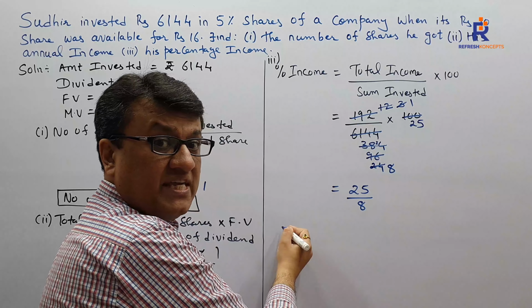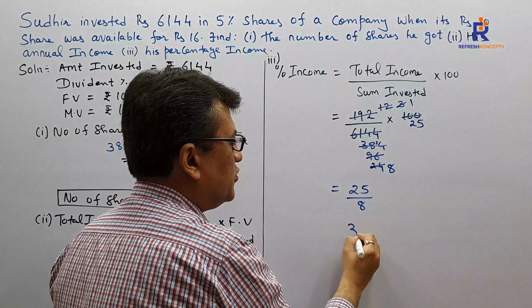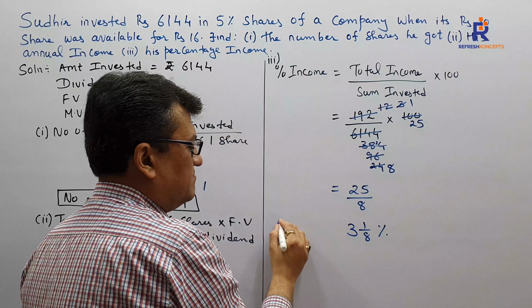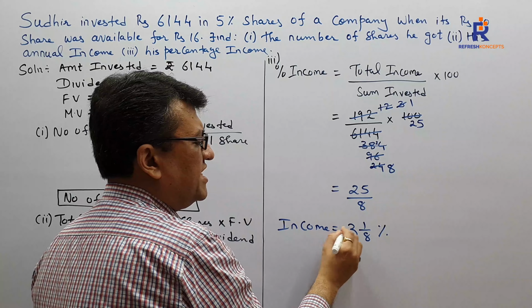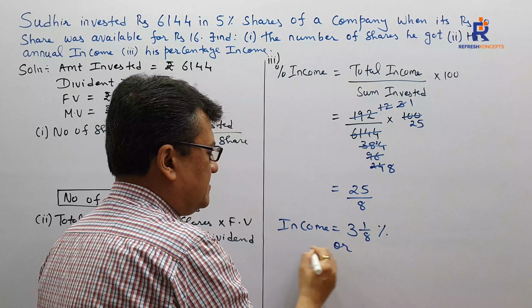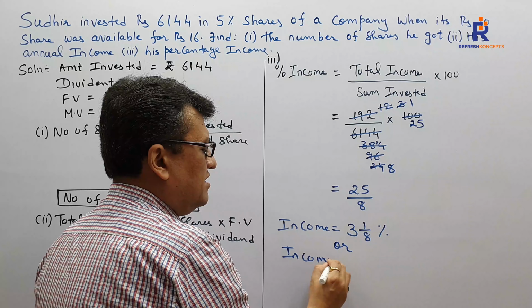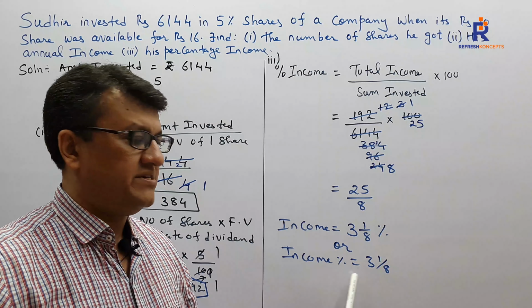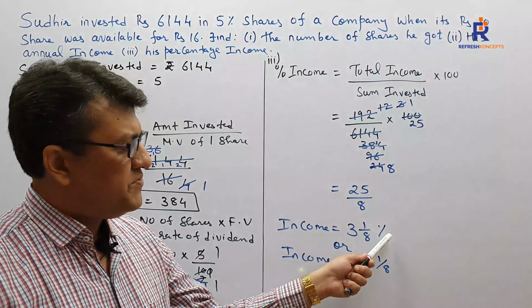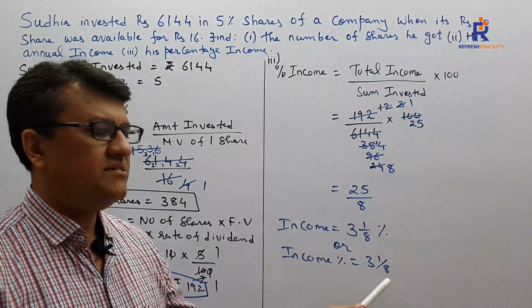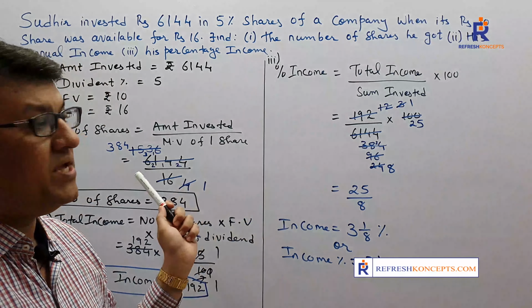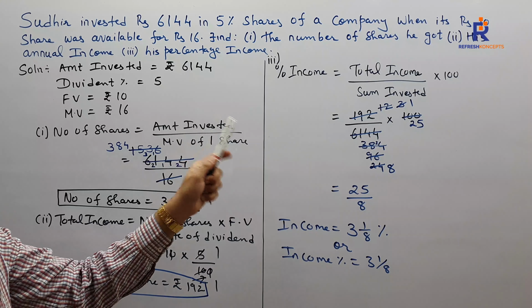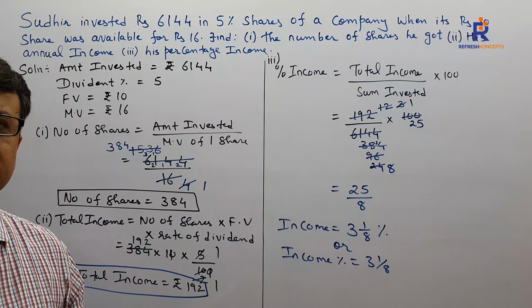Since they have given us percentage, we'll write it in mixed fraction: 3 1 by 8%. That is the percentage income or income percentage. Children, we cannot write a percent sign on both sides of the equation. Either you write the percent sign here, then not here, and vice versa. Did you get that? How did we go for it? Here, we did not go for any direct formula. We went step by step. Why? Because the question demanded that.